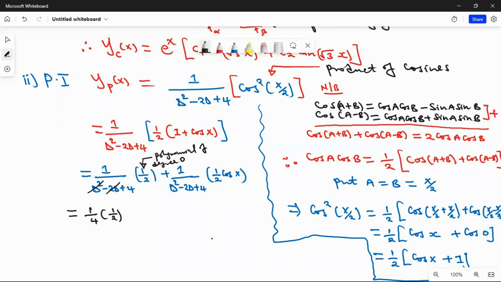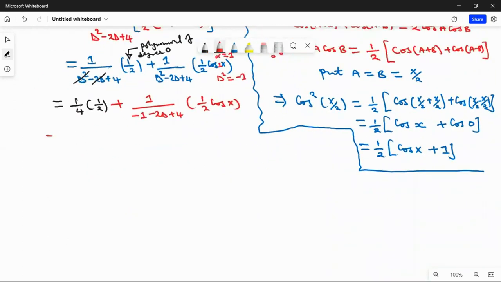What about the second term? Here we now operate on cosine of x. Cosine of x is the same as cosine of 1x, so that our alpha is equal to 1. So alpha squared is 1, and so negative alpha squared is negative 1. So where there's d squared, put negative 1. So this is the same as writing 1 over negative 1 minus 2d plus 4 operating on 1 over 2 cos x.